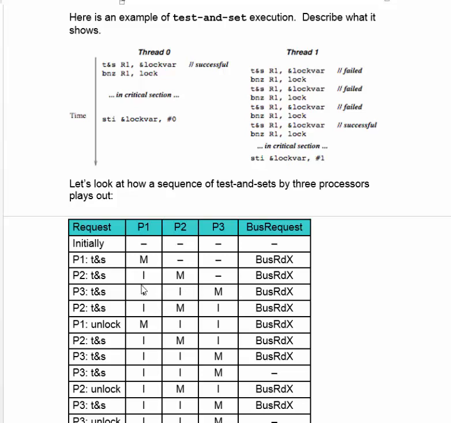That causes P1's copy to be invalidated. And the same thing happens when P3 tests it for the first time. It invalidates the copies that are held in P1's and P2's caches. Let's say that P2 happens to test it again. And that is going to invalidate the cache copies for P1 and P3. Again, another bus read exclusive transaction. Now finally, P1 unlocks the lock. Well, in order to do that, it's going to have to write the lock variable, so it too is going to require it in modified state, and that's going to invalidate the other two copies.